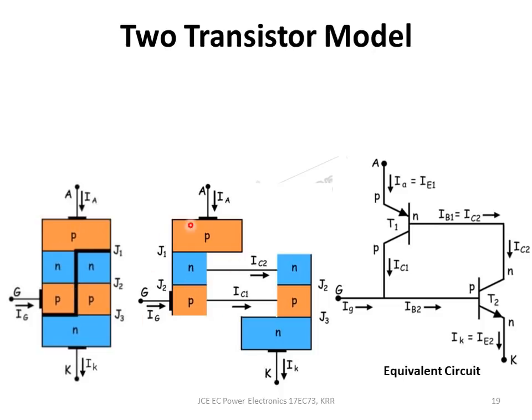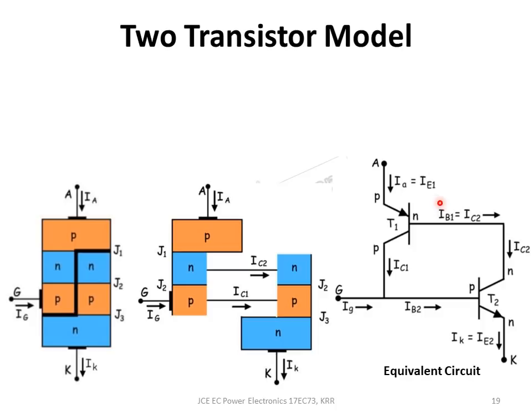I take this PNP transistor here, and this NPN transistor I am showing here. Obviously you will know the transistor will have collector, base and emitter. So this is the base of this PNP transistor, and you will see that it forms the collector of the NPN transistor, and the collector of this PNP transistor forms the base of the NPN transistor, and the gate is connected to the P. This can be further simplified here.